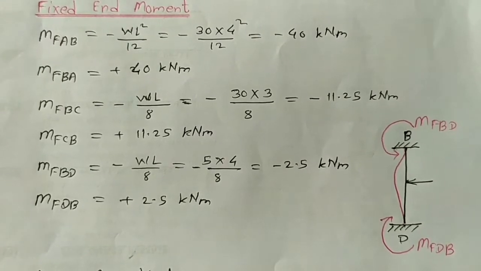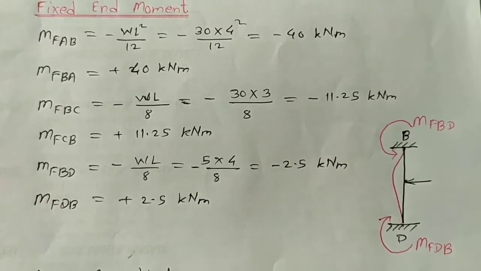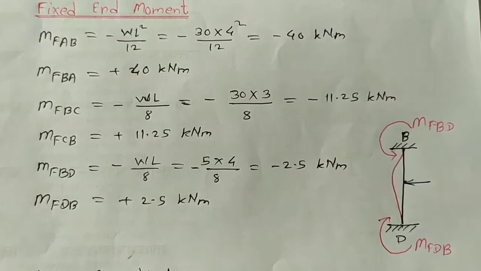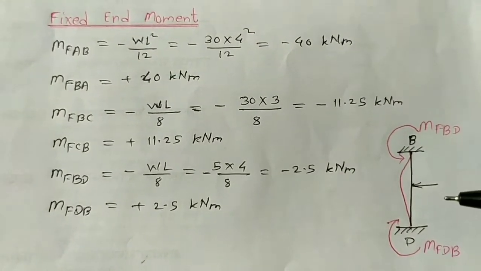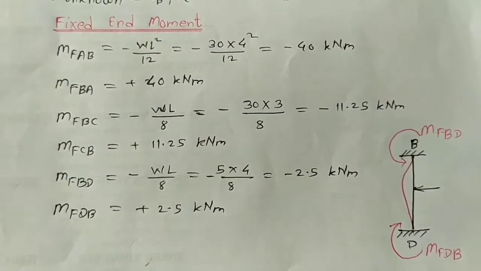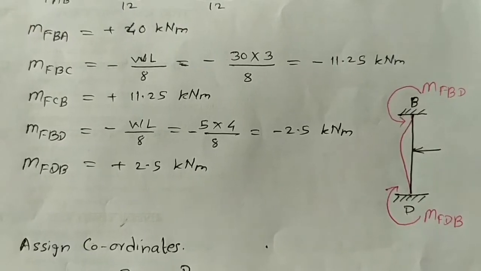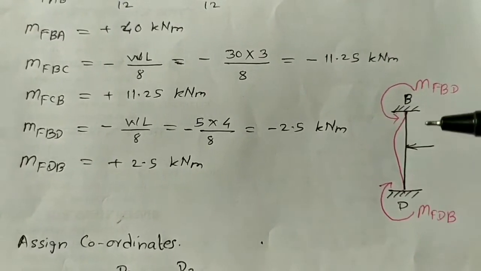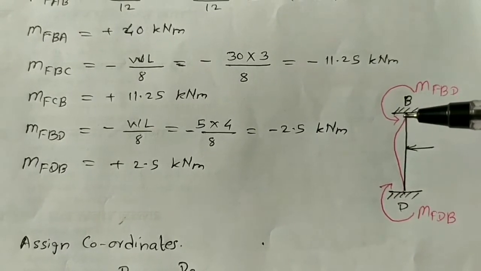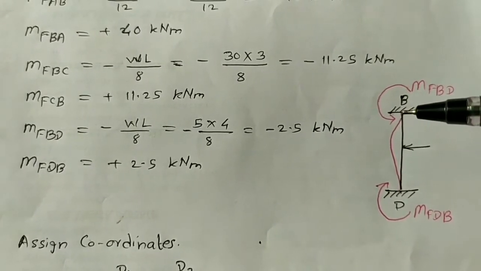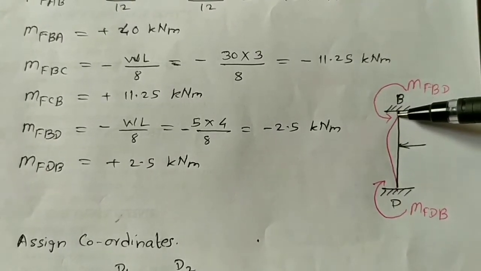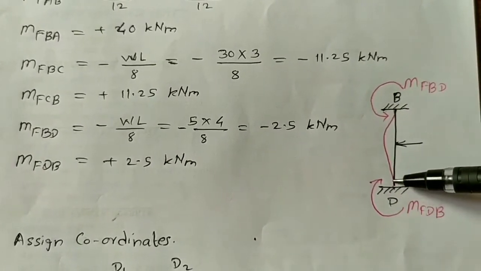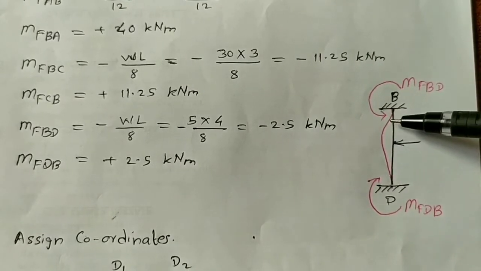The important thing here is that the column BD is subjected to a loading. When the column is subjected to loading, you have to draw a deflected shape. As the B and D supports are fixed, while drawing the deflected shape, I have drawn a straight line, then I started drawing a curve.